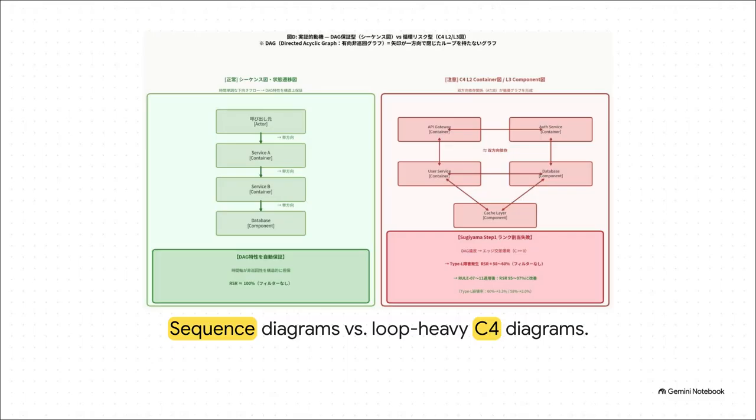And this completely nails exactly what's going wrong. Think about a standard sequence diagram. It works perfectly top to bottom. The flow of time automatically guarantees that it's DAG compliant, because there are no loops in time.